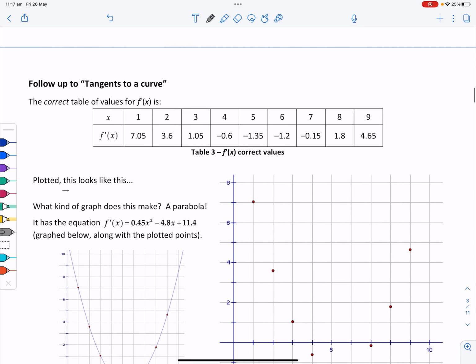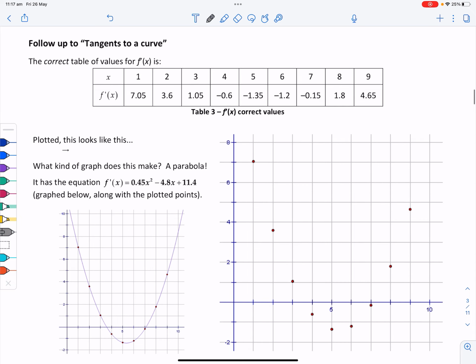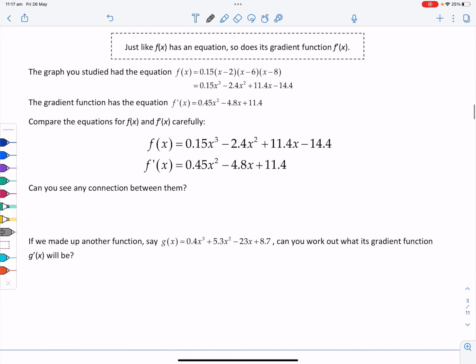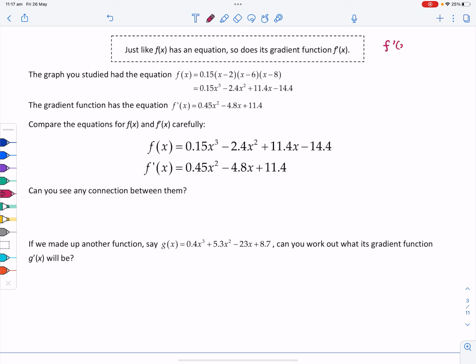And then I have a follow-up, which we did in the same lesson. So here's the correct table of values, here's the points and so on. And here's the thing that we now pay attention to. Just like f of x has an equation, so does the gradient function f dash x. That's a poorly written f dash x there, okay? The graph you studied had this equation, so it was a cubic with those factors, and you put in the 0.15 to scale the y-axis down a bit. There it is expanded. Now, the gradient function has this. Technology can tell me that.